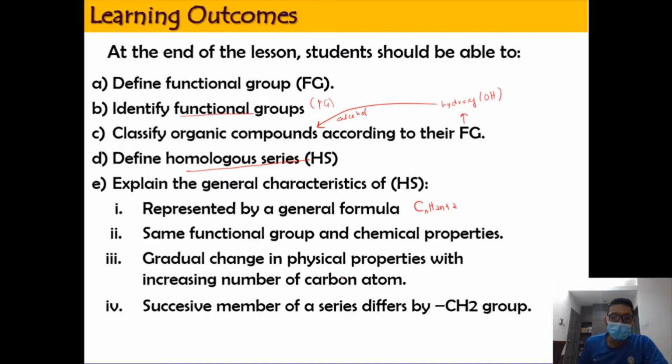Also, when there is an increase in the number of carbon atoms, there will also be changes in the physical properties. And usually, the successive members of the series will differ by a CH2 chain or by an increase of 14 grams per mole. For example, from methane, CH4, it will increase to ethane, which is C2H6. Alright, so there will be an increase of a CH2 group or 14 grams per mole. Alright, so without any further ado, let us start.